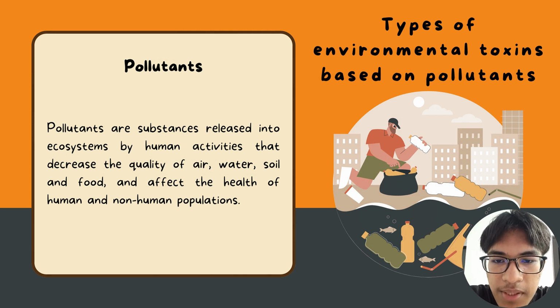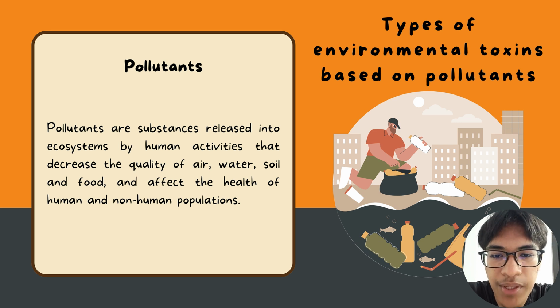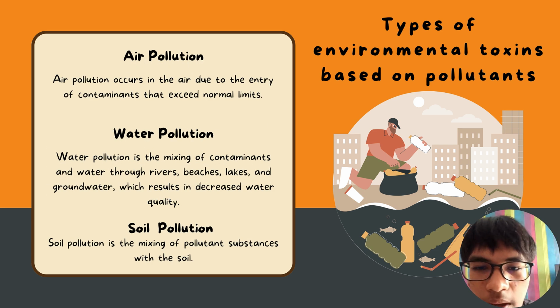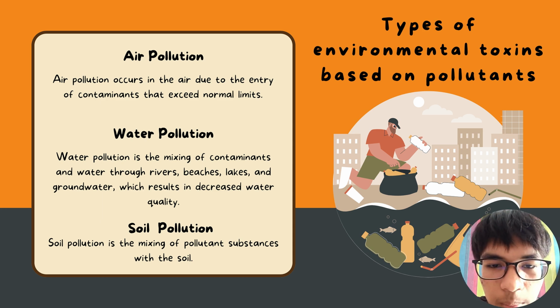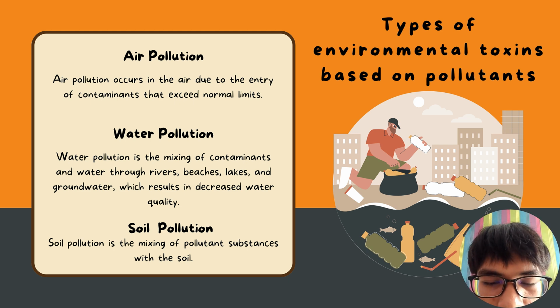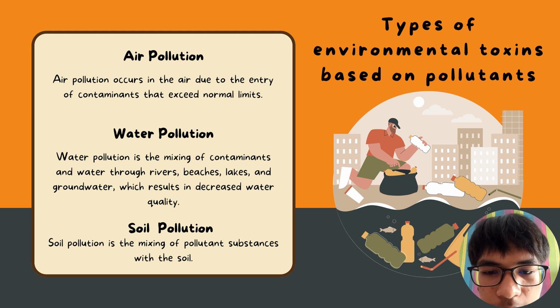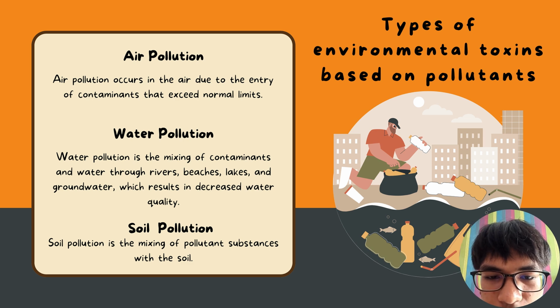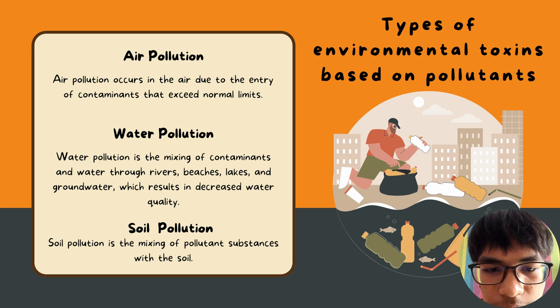For the next one, pollutants. Pollutants are substances released into the ecosystem by human activities that decrease the quality of air, water, soil, and food, and affect the health of human and non-human populations. There are three types of pollutants: air pollution, water pollution, and soil pollution. Air pollution occurs in the air due to the entry of contaminants that exceed normal limits. Water pollution is the mixing of contaminants and water through rivers, beaches, lakes, and groundwater, which results in decreased water quality. Soil pollution is the mixing of pollutant substances with the soil.